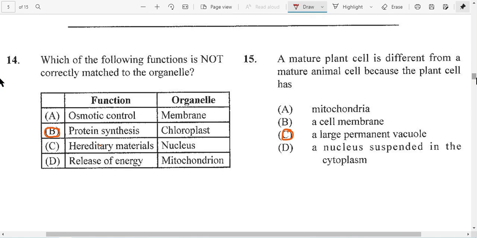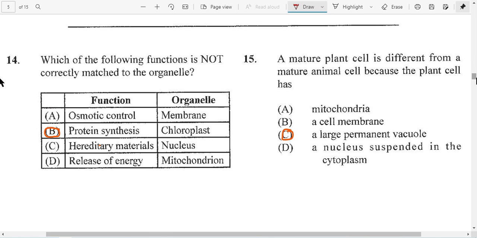Question number 14, which of the following functions is not correctly matched to the organelle? Osmotic control is going to be the cell membrane, so that is correct. When we talk about protein synthesis, we're talking about ribosome and endoplasmic reticulum, so that is clearly out. Chloroplast has to do with the chlorophyll and deals with the plant cell and all of that, so those really don't match. C, heredity is of course going to be with the nucleus, and of course the release of energy can be pretty much traced right back to the mitochondria. So the mitochondria is going to be the thing releasing energy. Our best answer here is going to be B for question number 14.